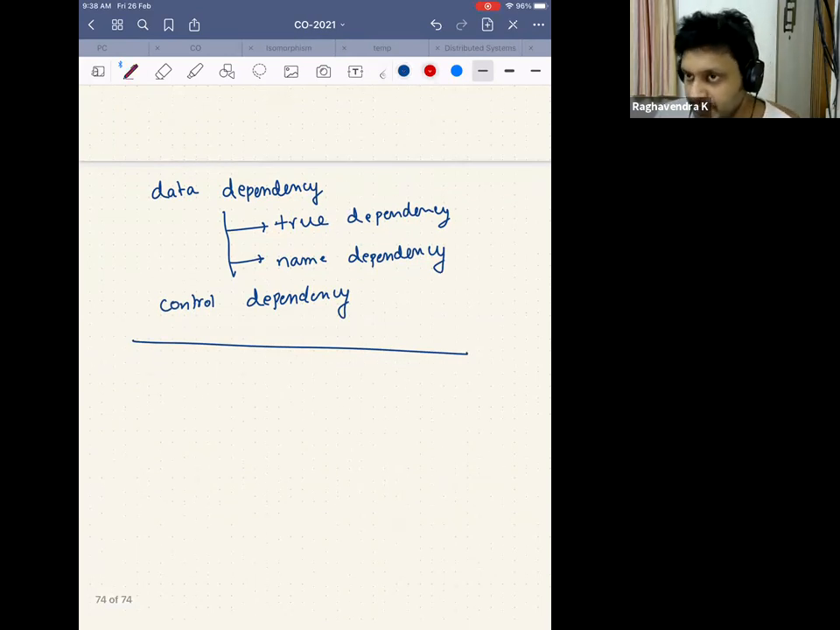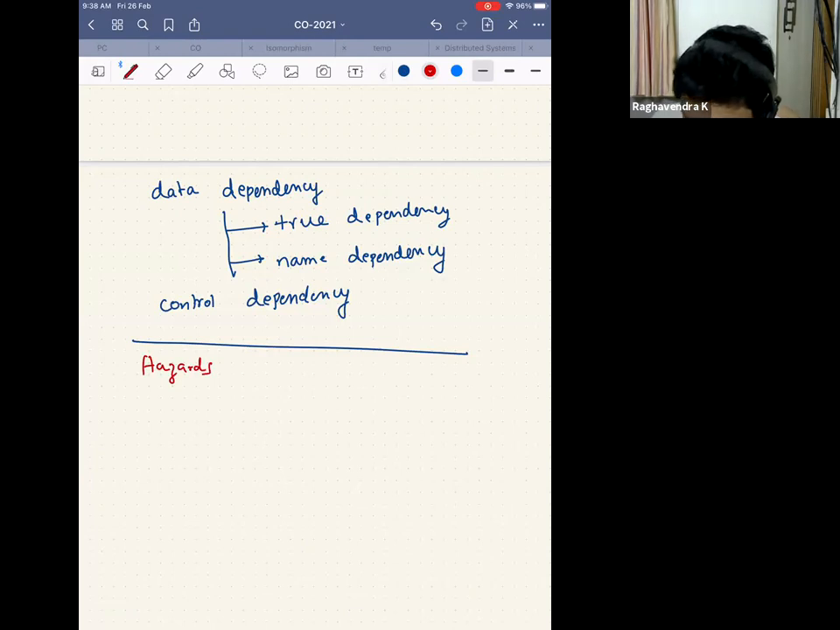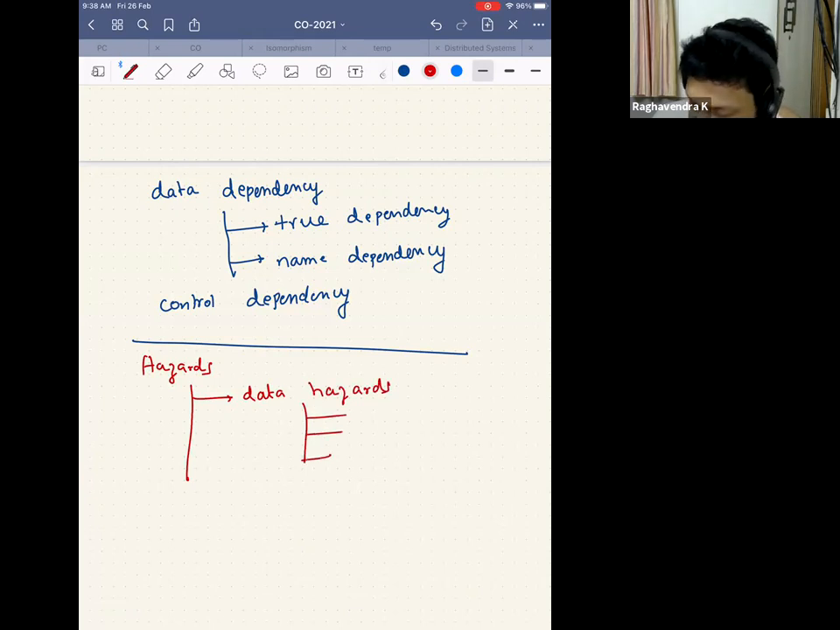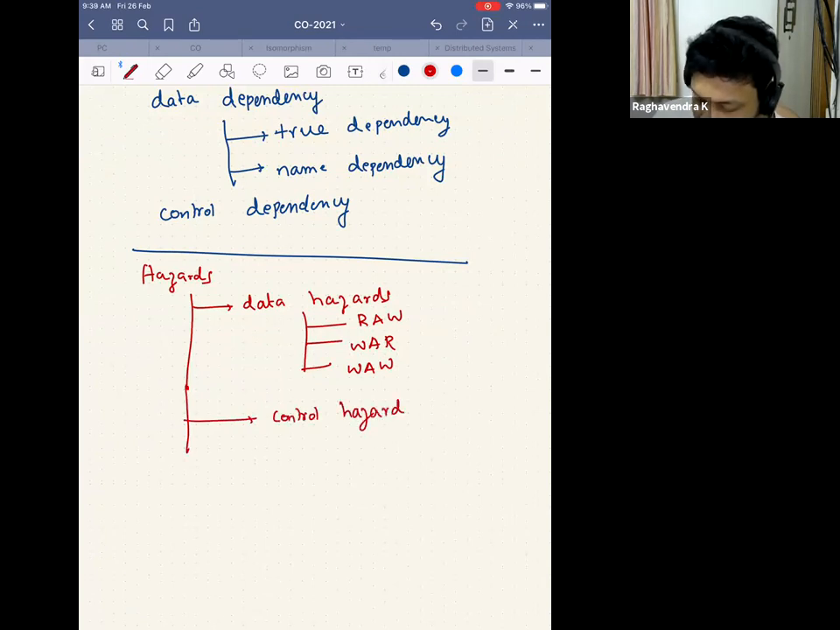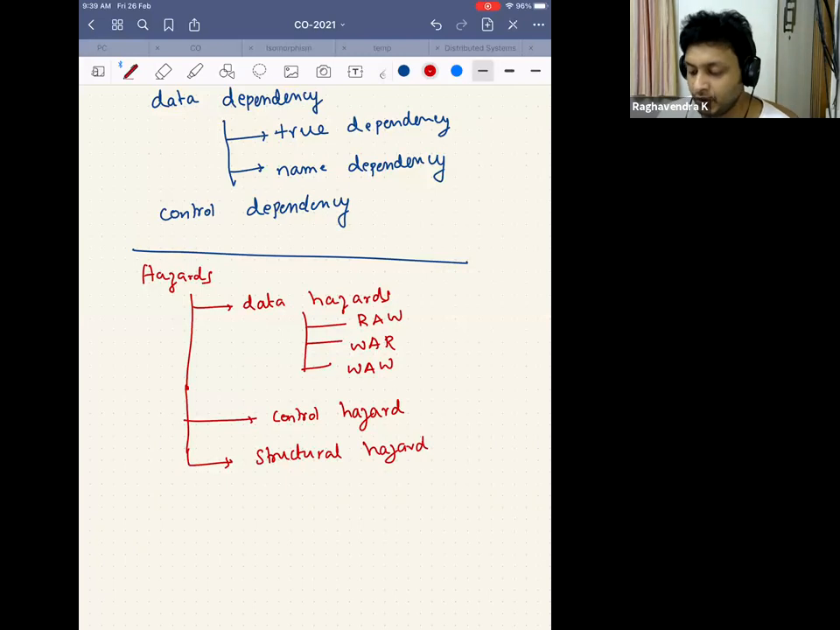Any program given to you will have dependencies which can be classified into something called hazards. So there are different types of hazards. There are data hazards. In the data hazards, there are different types of data hazards: read after write hazard, write after read hazard, write after write hazard. And then there is control hazard. And there is structural hazard. So we'll see one example after the other. But this is how, given a program, I can classify into hazards: data hazards, control hazards, structural hazards.